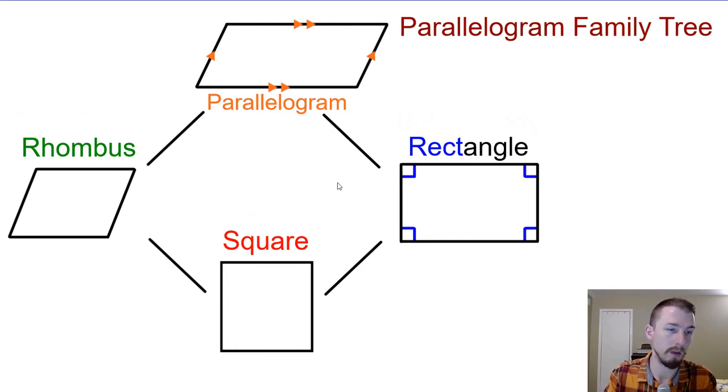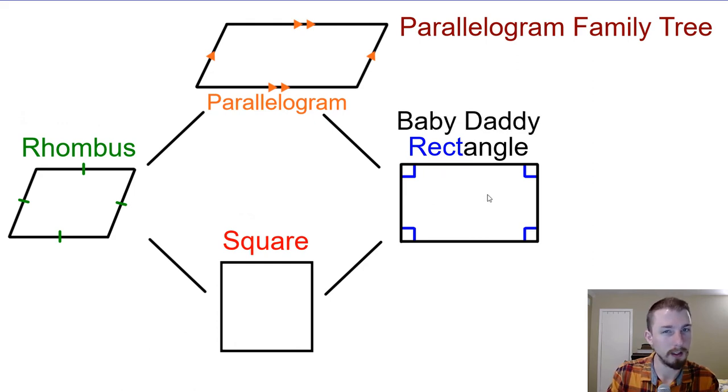And then over here with the rhombus, rhombuses have all 4 sides congruent. So that's what makes something a rhombus. And then a square is actually kind of like a combination of those 2. So in the family tree, we would have over here, this is the baby daddy rectangle. The reason it's the baby daddy, well, we've already talked about what's in between the legs of a right triangle. So anyway, that's why it's the baby daddy. And over here you have the baby mama rhombus. And then you have the baby square.